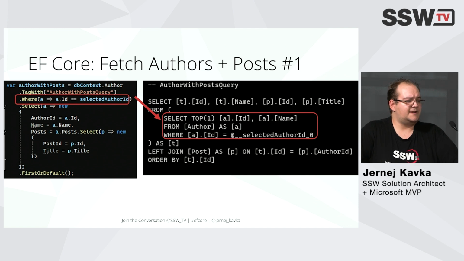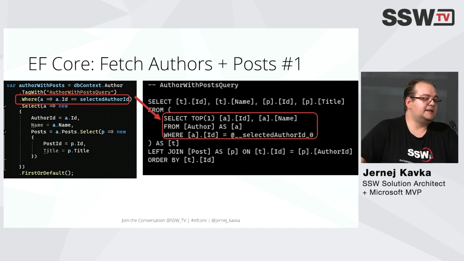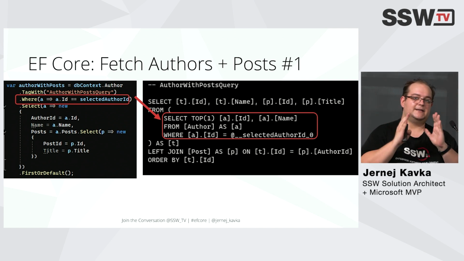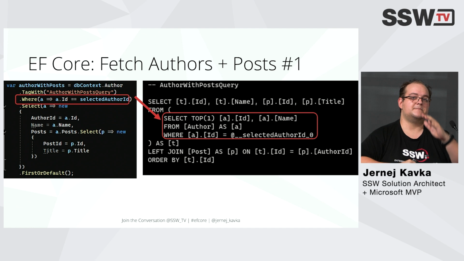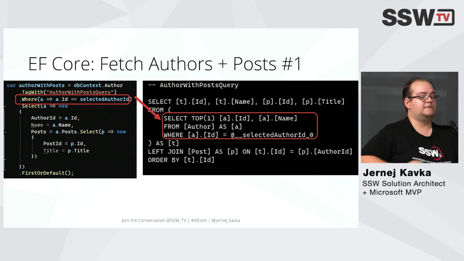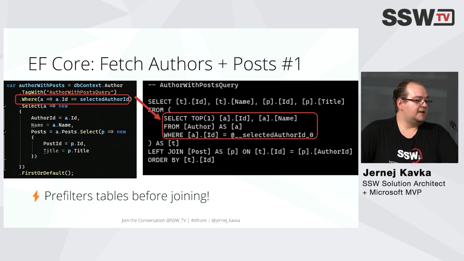But what you might be surprised by is the author table. We don't just have from author the table. We actually have a from, and inside of it we have a select statement. So what EF Core does here is it tries to reduce the amount of columns the table will have and the amount of rows it will have before joining with the post table, essentially pre-filtering all of the data and columns before joining.